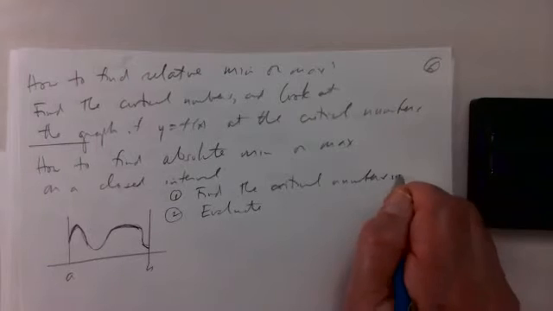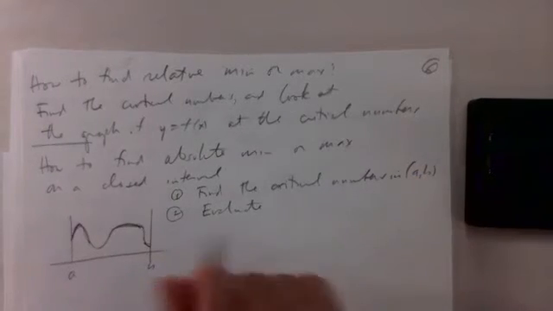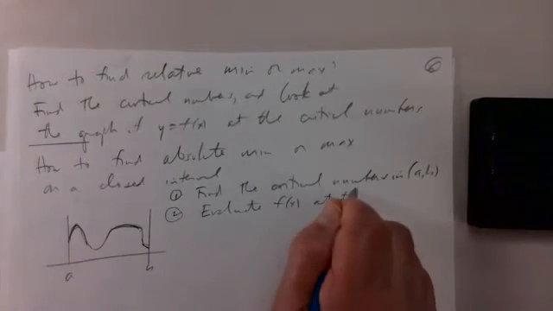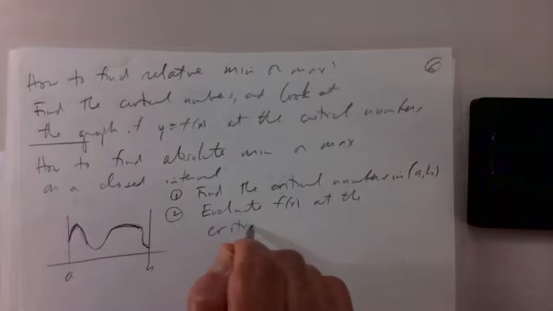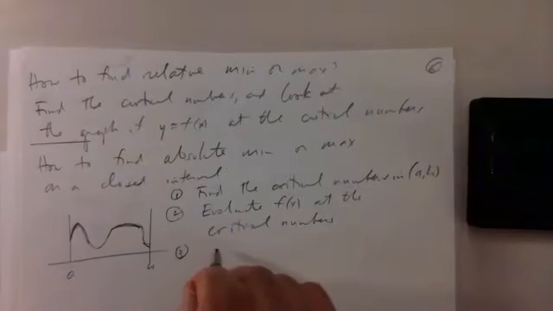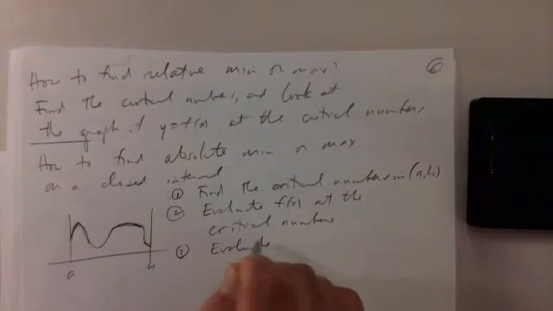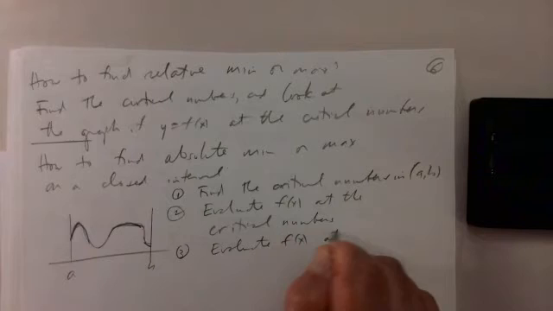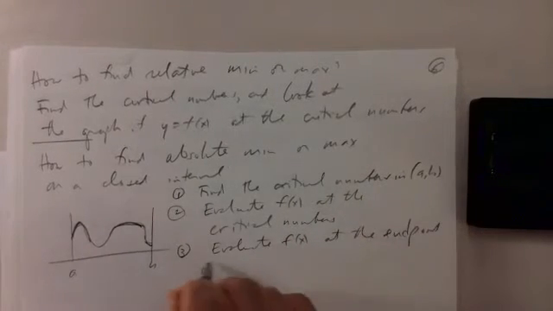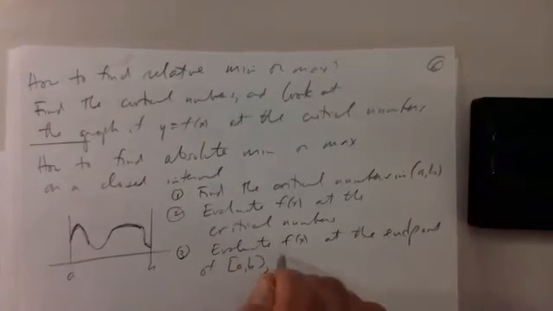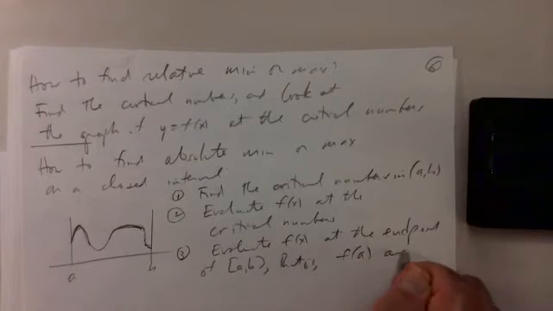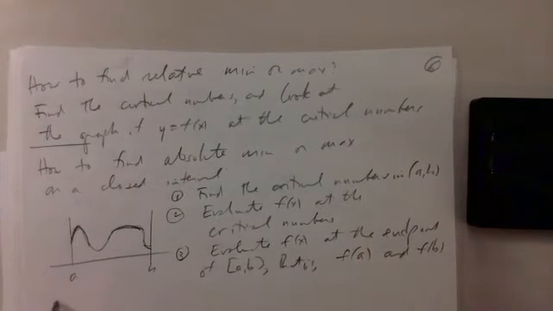As you find the critical numbers, it's enough to look at just the open interval, because we're automatically going to look at the endpoints. Evaluate f of x at the critical numbers. Also, evaluate f of x at the endpoints of the interval from a to b. That is, calculate the value of the function at a and the value of the function at b.